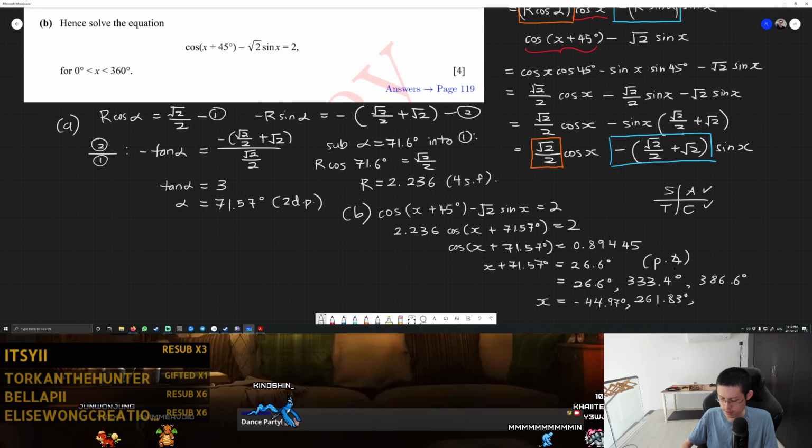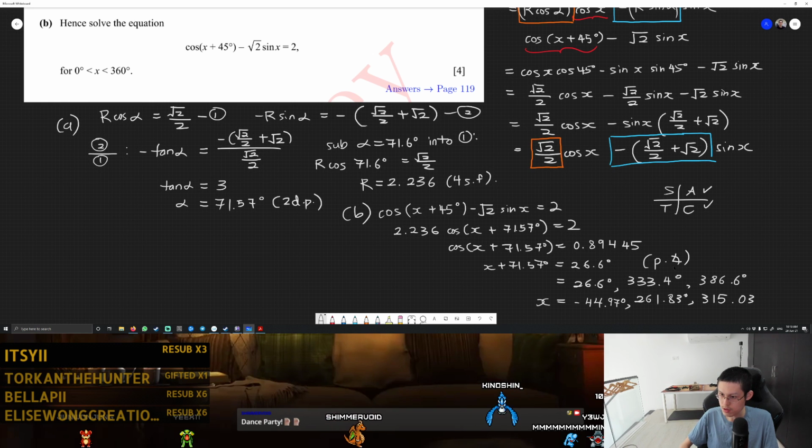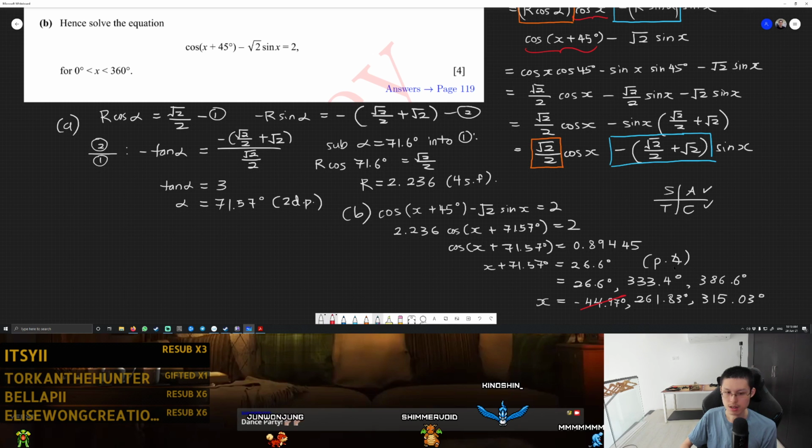$261.83. And finally, 315.03. And as you can see, we have to ignore this because this is not within the given domain for x. So our answer is actually these two values here.